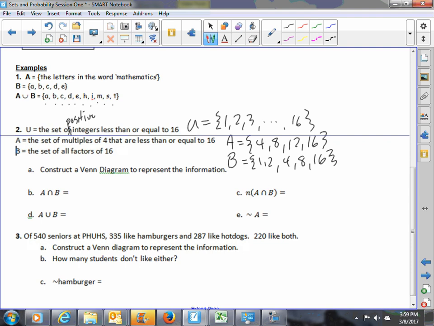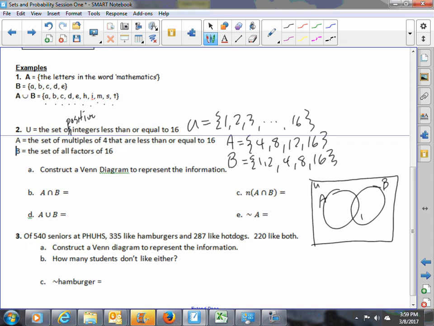Now, the Venn diagram, so we have the Venn diagram U. Here's the set A, here's the set B. Now, 1 would go in B, but not A. 2 would go in B, but not A. 3 would go in U, but not A or B. 4 would go in A and B. 5 would go in U, but neither A nor B. 6 would go in neither. 7, neither. 8 would go in both A and B.